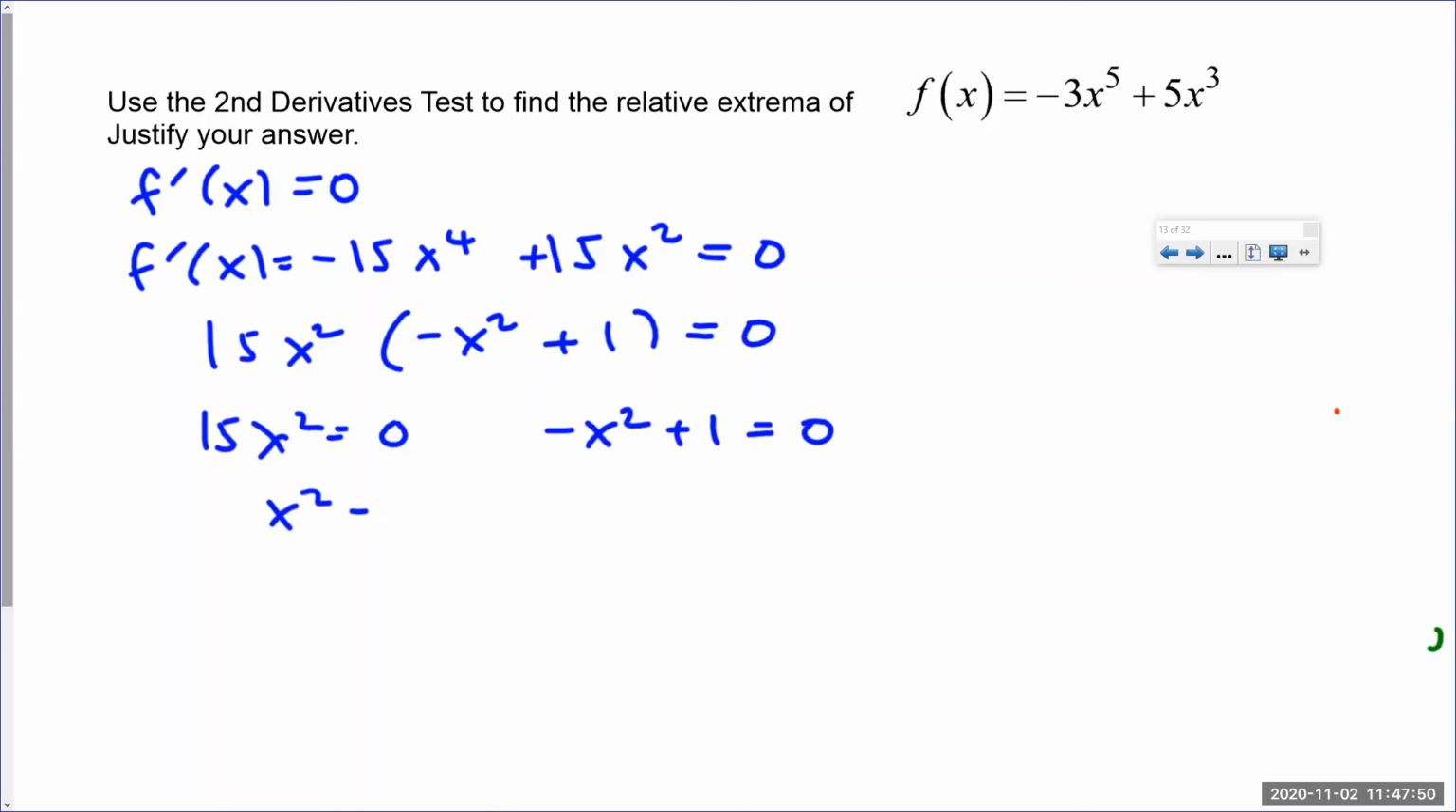So that means x squared is equal to 0, x is equal to 0. Over here I have x squared is equal to 1. So I have actually 2 answers for x, plus or minus 1. So I have actually 3 critical points here, which is kind of nice. So I'm going to find all of these 3 critical points.